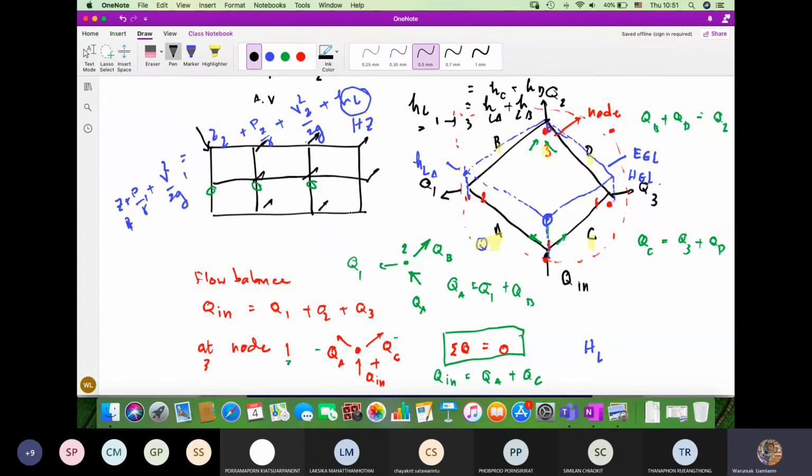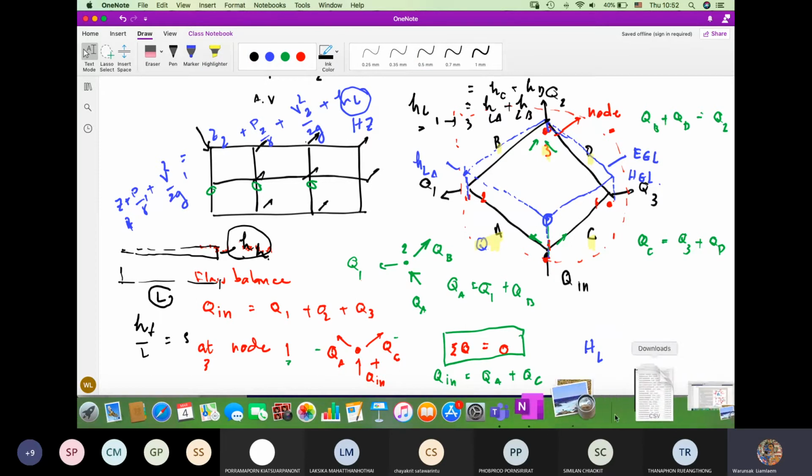If you have a look here, this is the hydraulic grade line, and this is the length of the pipe. So the loss is given here. If you take the loss divided by L, this is the loss and this is the length, it's more or less the slope of the hydraulic grade line.